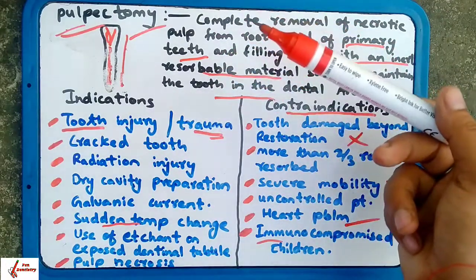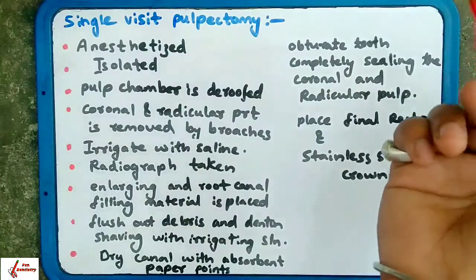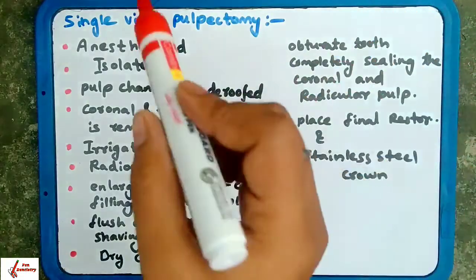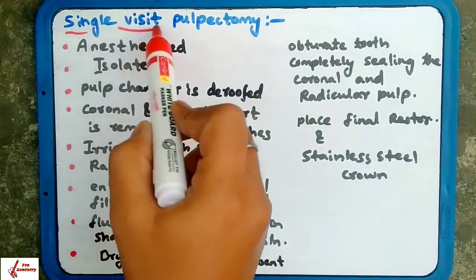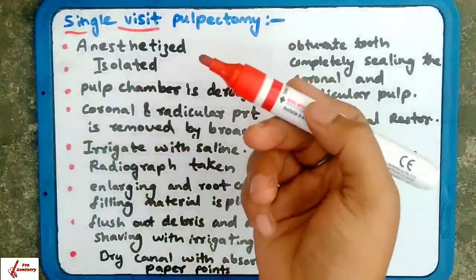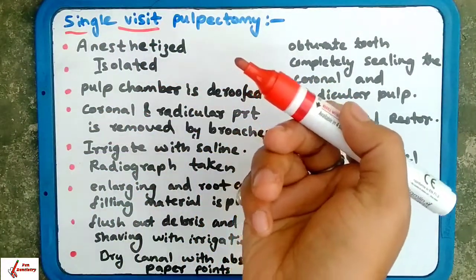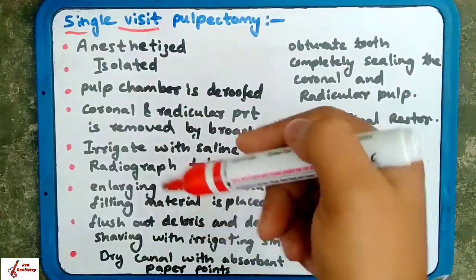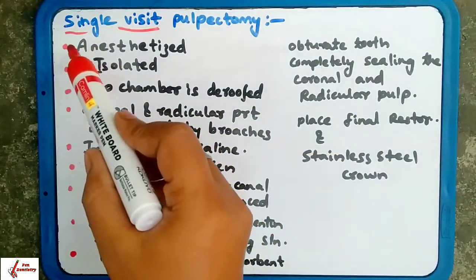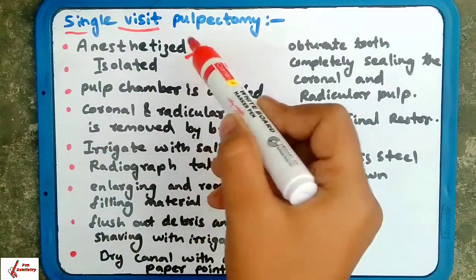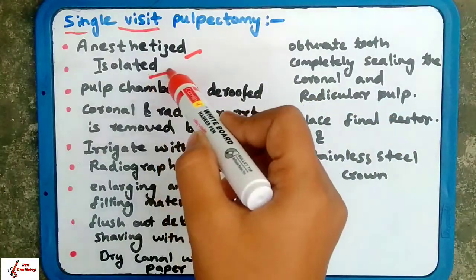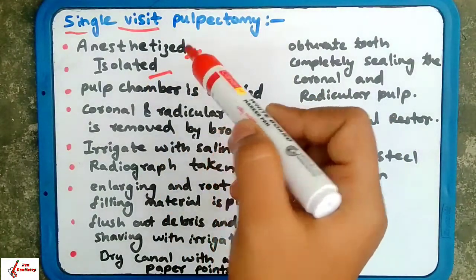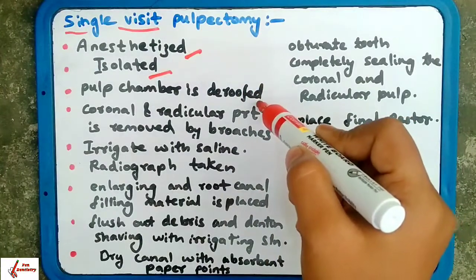Now the procedure of pulpectomy: it can be done in a single visit and it can be done in multiple visits. First, we are going to take a single visit. First step is to anesthetize the tooth. You are going to isolate the tooth with a rubber dam. Then the pulp chamber is de-roofed.